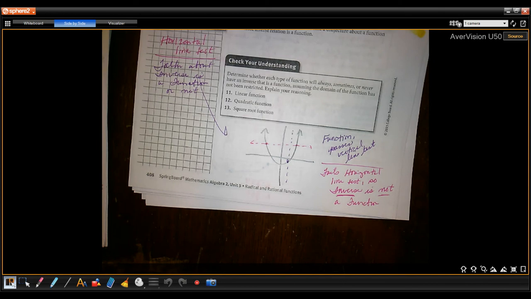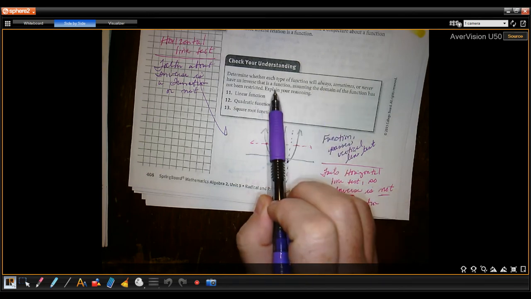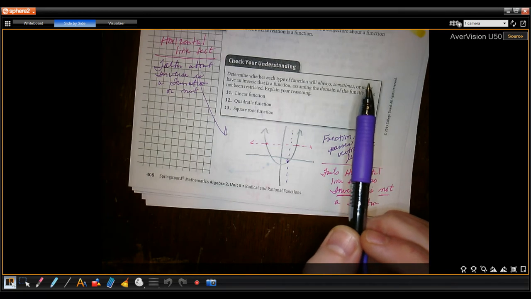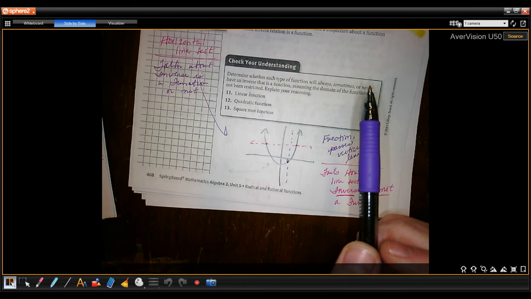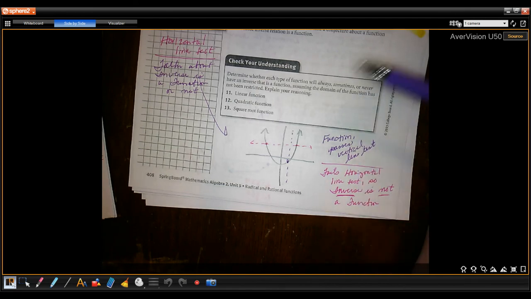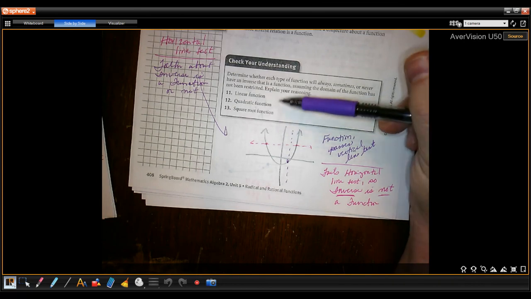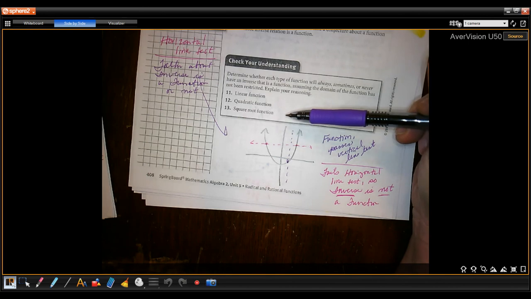All right, so let's see what else we got. Determine whether each type of function will always, sometimes, or never have an inverse as a function, assuming the domain of the function has not been restricted. Explain your reasoning. Okay, a line. So if you're a line, will the inverse always be a function? Sometimes, always, never. Oh, this is another good way to stop the video. So stop the video here if I were you, and then answer these 3 questions yourself. So stop the video, pause it, and then come back.